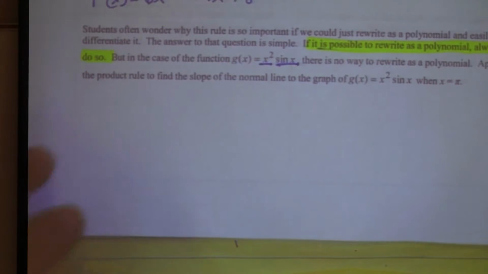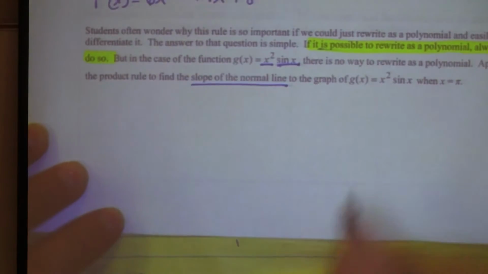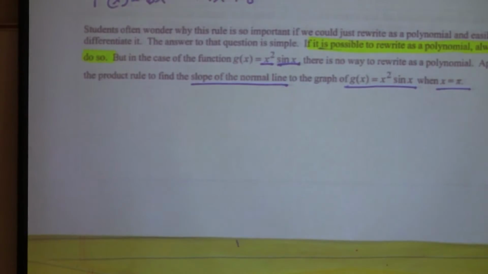Good? Yes. So it says, apply the product rule to be able to find the slope of the normal line of this function when x equals pi. So what is it that we are given?